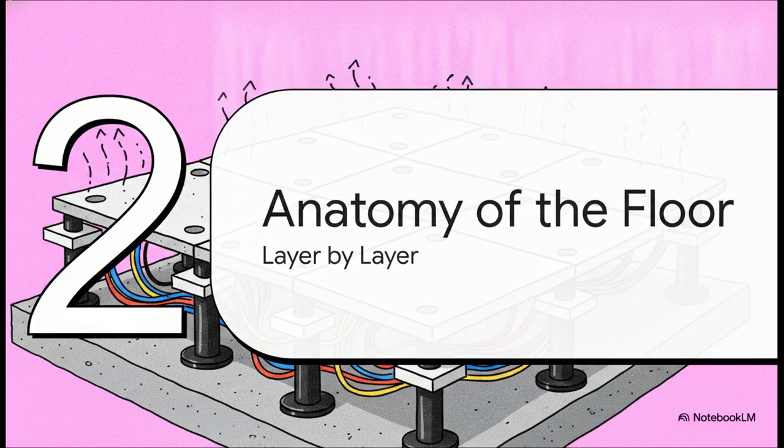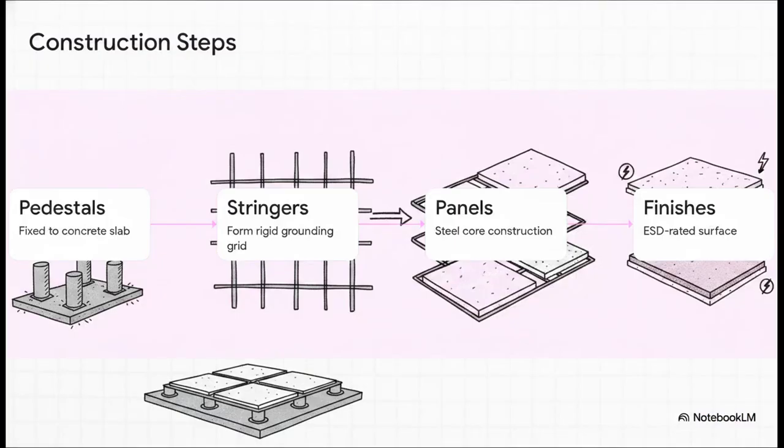Moving right along to Section 2, anatomy of the floor. Actually building out this highly engineered system takes 4 progressive steps. We've got Step 1, the pedestal system, Step 2, stringers and grid, Step 3, panel construction, and Step 4, surface finishes. Let's see how this all comes together from the ground up, shall we?